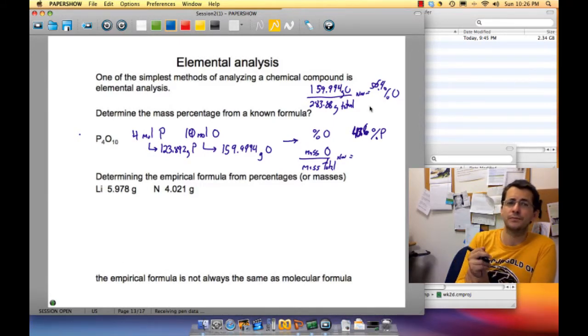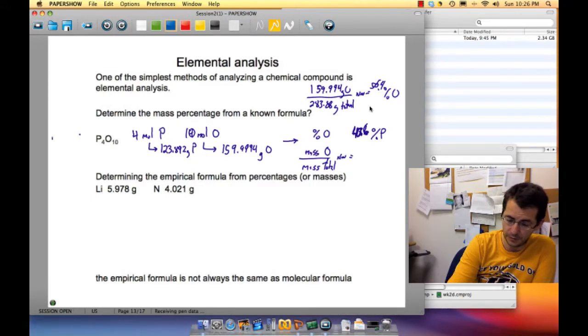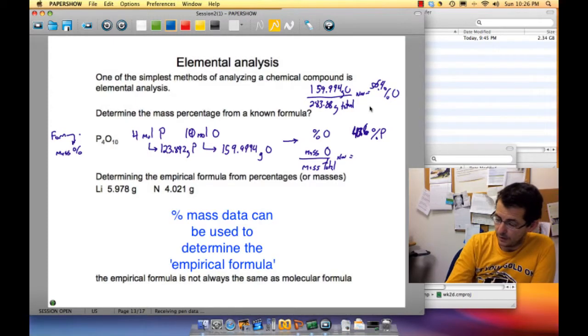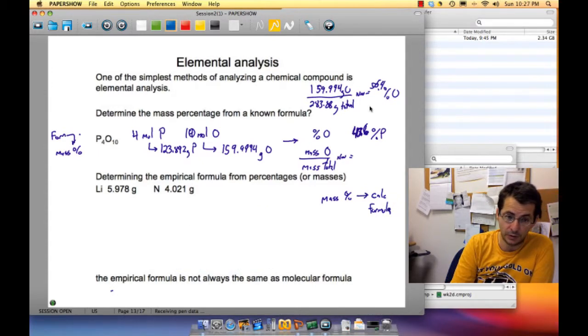But here's something cool. You can use the percent composition to figure out the formula. So we can go from the formula to the mass percentages very easily. But we can also use the mass percent to calculate a formula. Now this formula may not actually be the molecular formula. It may be what we call the empirical formula.